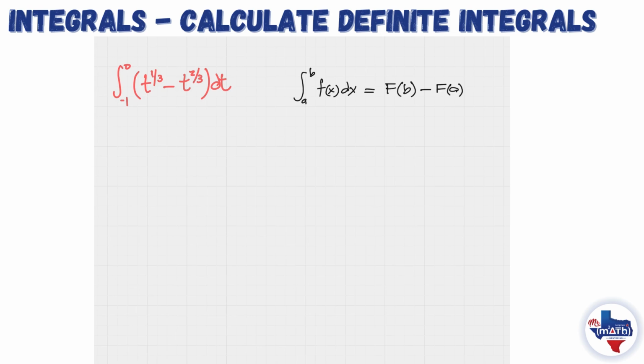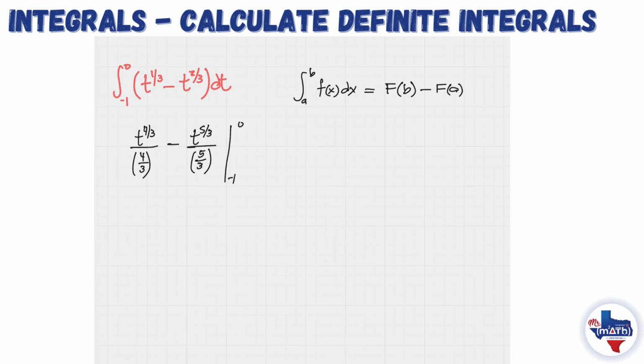So t to the 1/3, the integral of this will be 1/3 plus 1, which is 3/3, so 1/3 plus 3/3, that'll be 4/3, divided by 4/3, minus t to the 2/3 plus 1, which is 3/3 plus 2/3, that'll be 5/3, divided by 5/3. Well, that 5 is ugly. And this will be evaluated from -1 to 0.